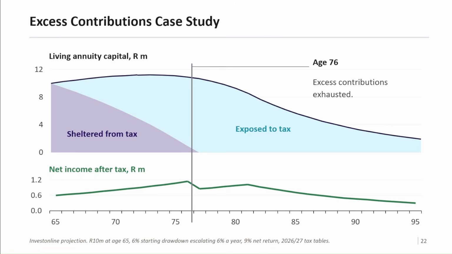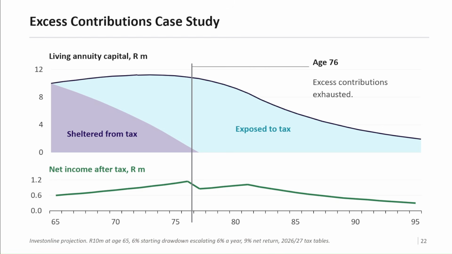So as we've mentioned, in the first 11 years, he's going to get the tax refunded to him. And then at that point, when the excess contributions are exhausted, the full income becomes taxable. So in that case, he's had a really great 11 years. He's enjoyed tax-free growth and tax-exempt income.